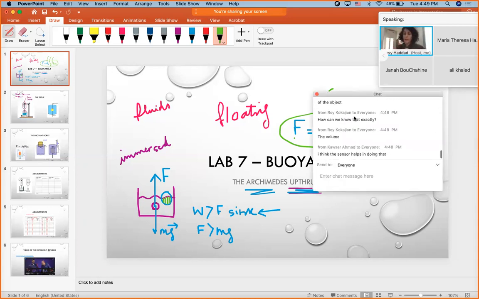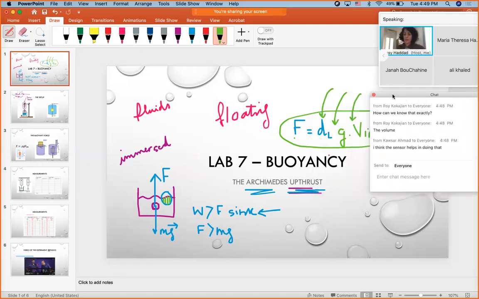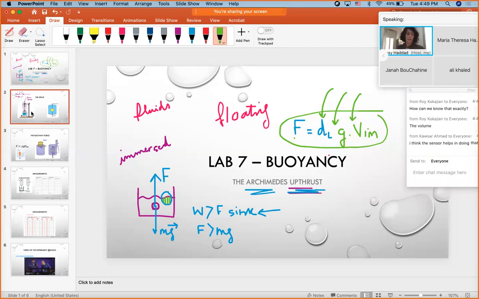How can we know that exactly, like volume? I think the sensor helps in doing that. Good question. Now back to the experiment.